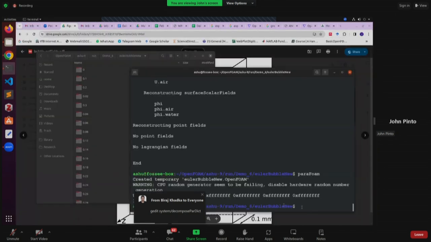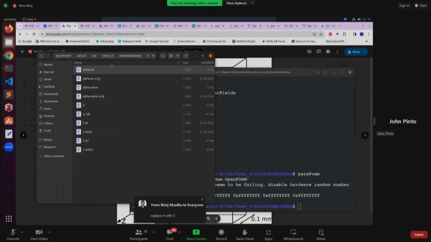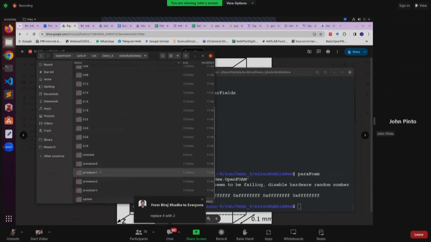Now, if you have this, you can try something. You can try changing a couple of parameters. Like let's say go to the zero directory.